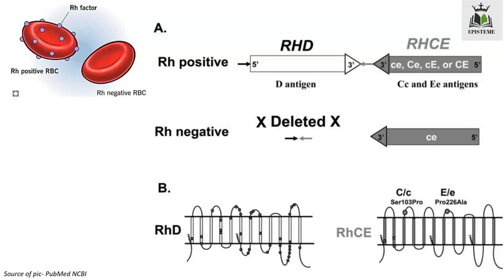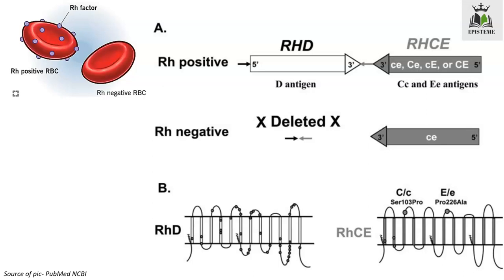Now here, this is the representation of the proteins. This protein is a transmembrane protein, and it traverses the cell membrane of the RBC 12 times. If you count these loops, you can see there are 12 times the protein crosses the surface of the cell membrane of the RBC. And another picture is also there for RHCE.